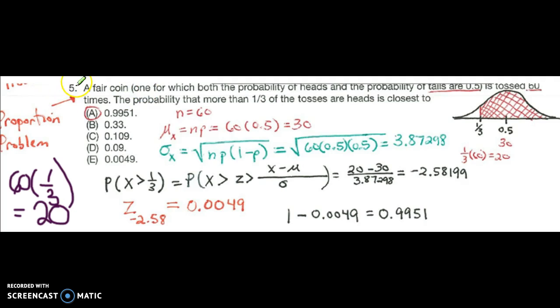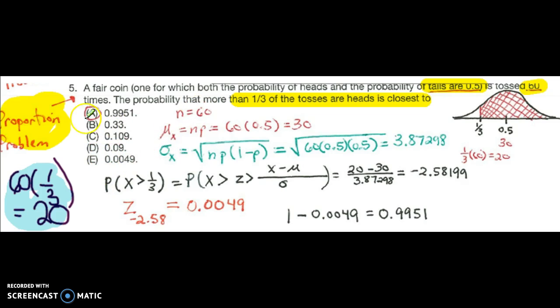So that's how I got B. In problem number 5, we're tossing a fair coin. The probability of heads or tails is 50%. So right away, I know this is a proportion problem. In a proportion problem, to figure out if it's normal, I'm going to do NP and NQ. They want to know the probability that more than a third of the tosses are heads out of 60. So I go 60 times 1/3. That's how I get 20 tosses.